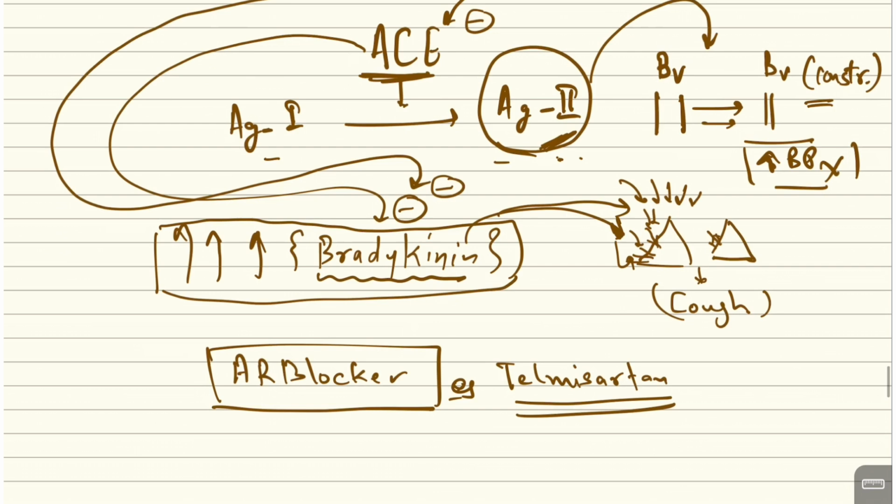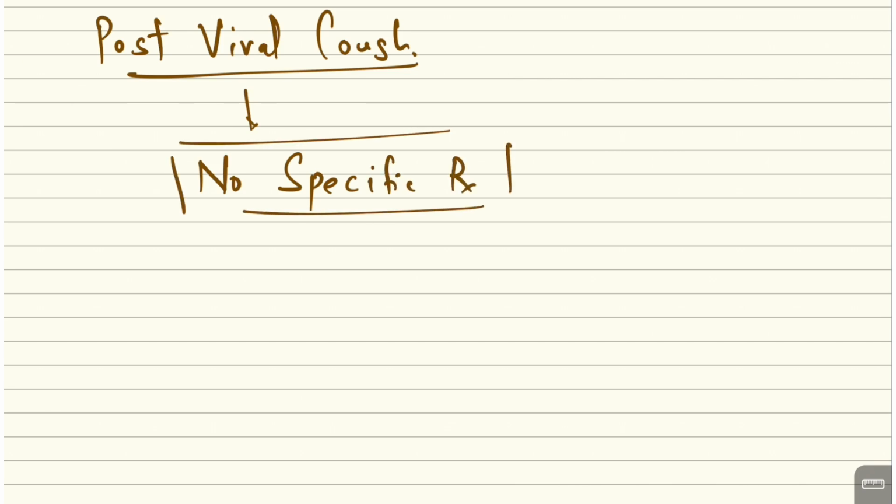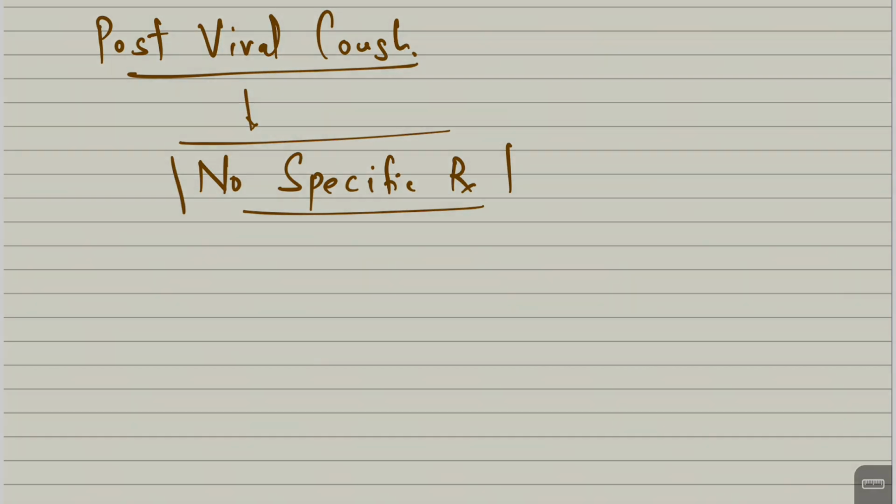Sometimes the patient can have cough because of a viral infection. These types of cough are post-viral cough. For post-viral cough, usually no specific treatment is required, and this type of cough subsides by itself. So these are the approaches of how we are going to approach and treat a patient who comes with cough.